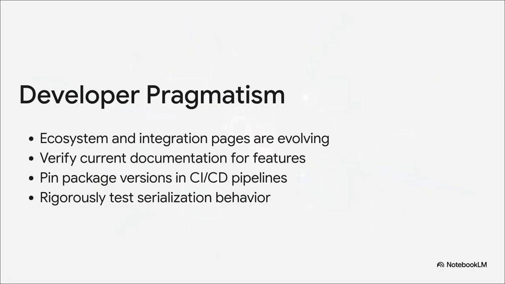Now, a quick note on developer pragmatism. Because this ecosystem is actively evolving under the Apache Incubator, you need to always verify current documentation for supported features. Pin your package versions in your production pipelines for sure, and rigorously test serialization and resume behavior for each new tool before pushing to production.